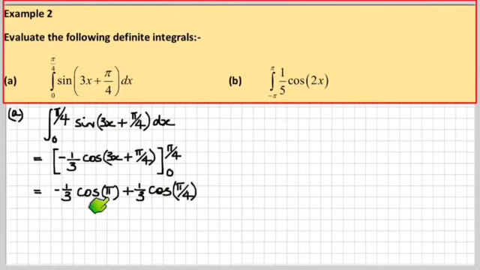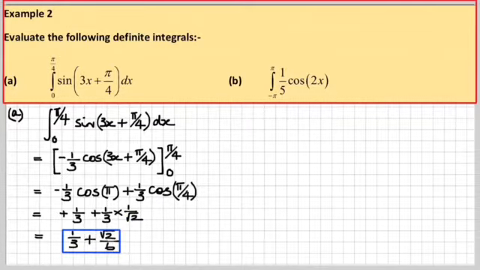What's cos of pi? Come on, someone from the audience, yell it out. Cos of pi? Yes, minus 1. So therefore we've got minus 1/3 times minus 1, which gets us plus 1/3, plus 1/3 times this, which is 1 over root 2, which of course you knew, didn't you? And here comes our final answer.